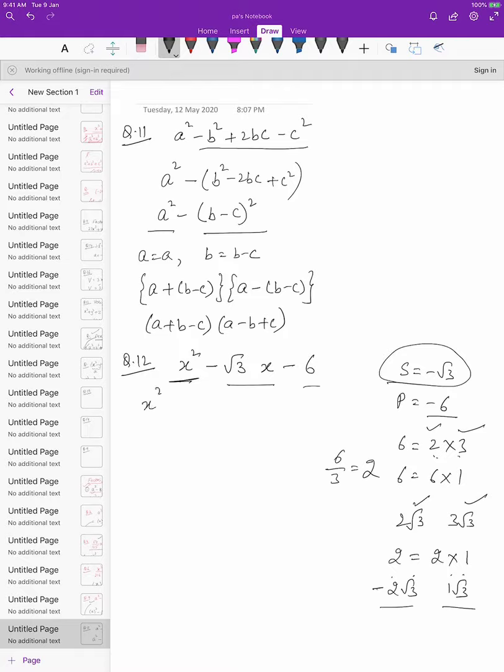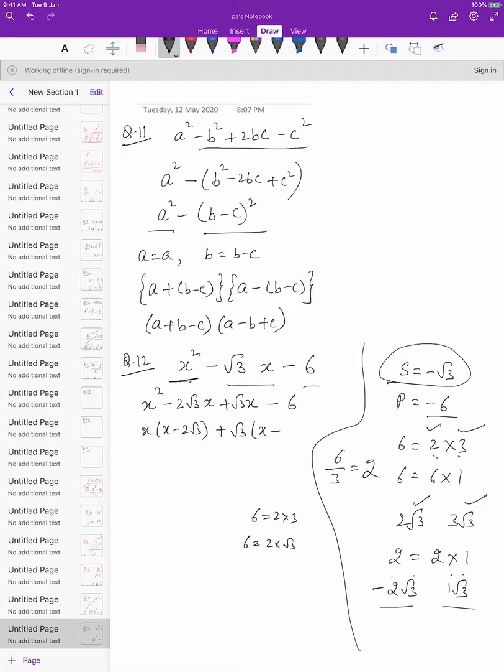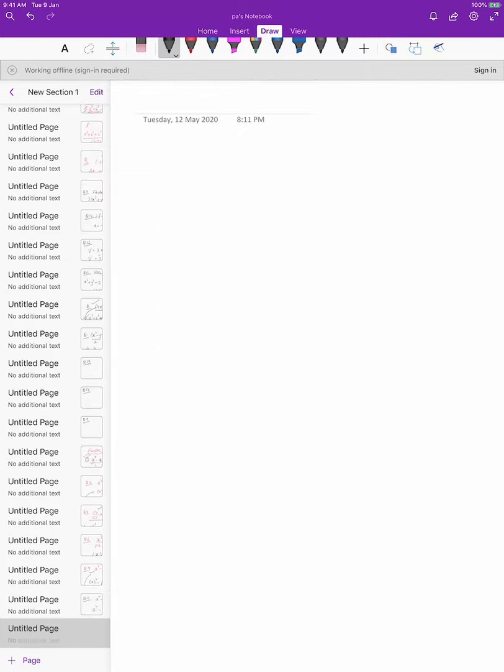So I will be writing x square minus 2 root 3x plus root 3x minus 6. Taking x common, x minus 2 root 3, plus here I can take root 3 common, x minus, now here it is 6. You all can understand 6 can be written as 2 into 3 or 6 can be written as 2 root 3 into root 3. From 6, if I take this root 3 common, what are we left with? 2 root 3. Now in this bracket and this bracket, x minus 2 root 3 is common, and inside the other bracket we are left with x plus root 3. So that is the factorization for this part.